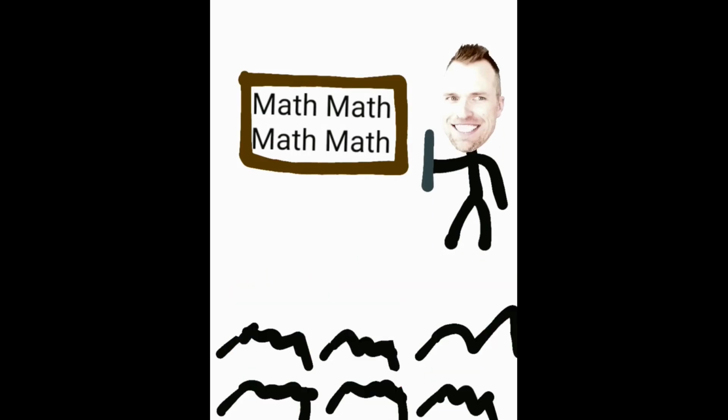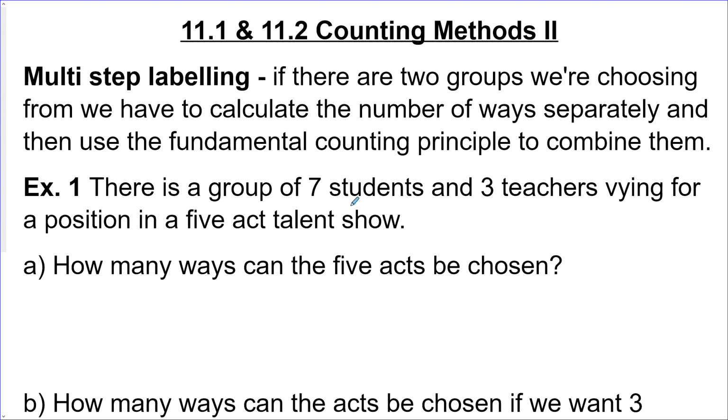11.1 and 11.2, Counting Methods, Part 2. We're going to look at questions that involve multi-step labeling. That would be if there's two groups that we have to choose from and treat them differently. Then we have to calculate the number of ways separately and then use the fundamental counting principle to combine them. Part A here is a review of what we've already done.